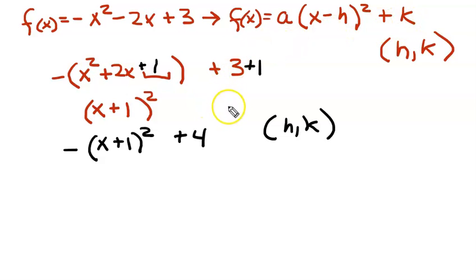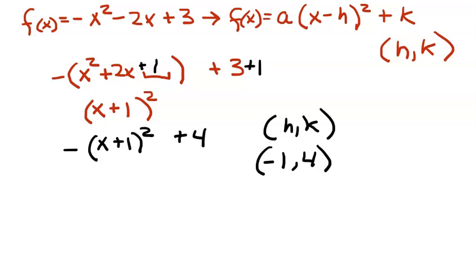So now let's pick out our h value and our k value. Well, our h value, remember, it's going to be the opposite sign of what's there. So that'll be a -1. And our k value is just whatever that is, 4. And this is our vertex.